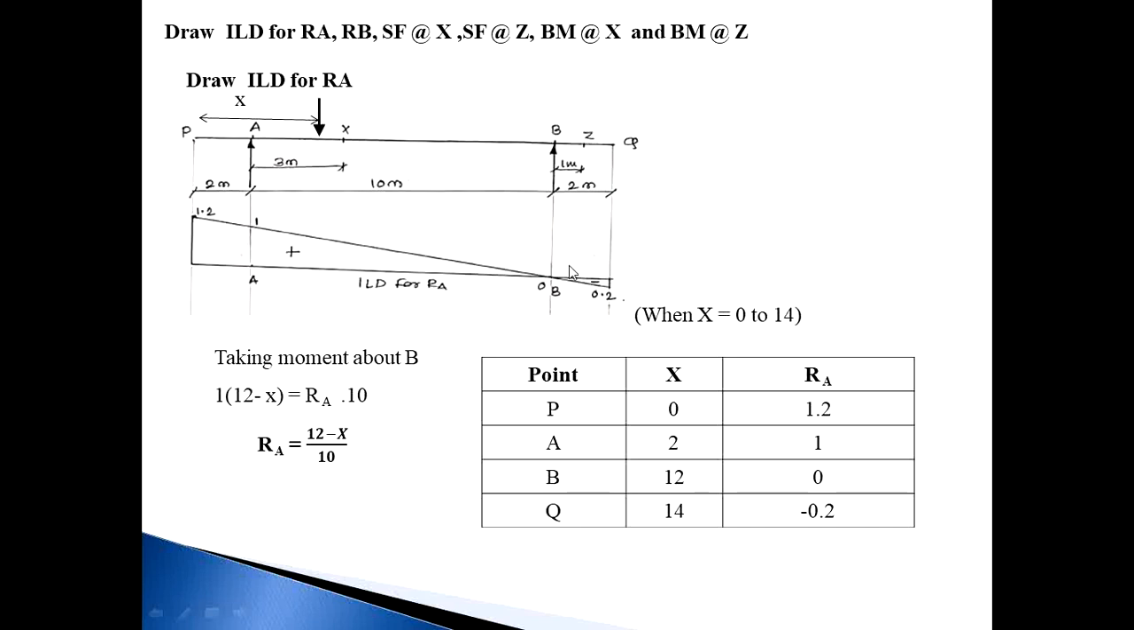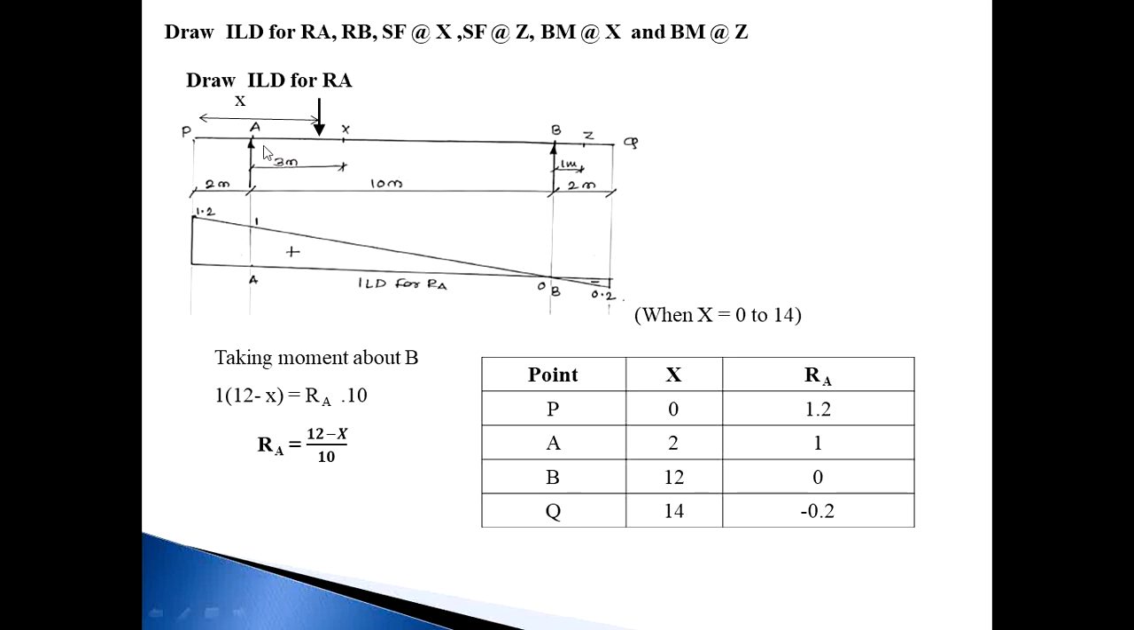So basically, first we calculate ILD for RA. If I want to draw ILD for RA, first of all I need the value of RA. To calculate RA, you should take moment about B. Before this, assume a 1 kilonewton unit load at a distance of X from point P. This P is the origin. This is a movable load, so X is a variable. 1 kilonewton force acting at a distance of X from point P.